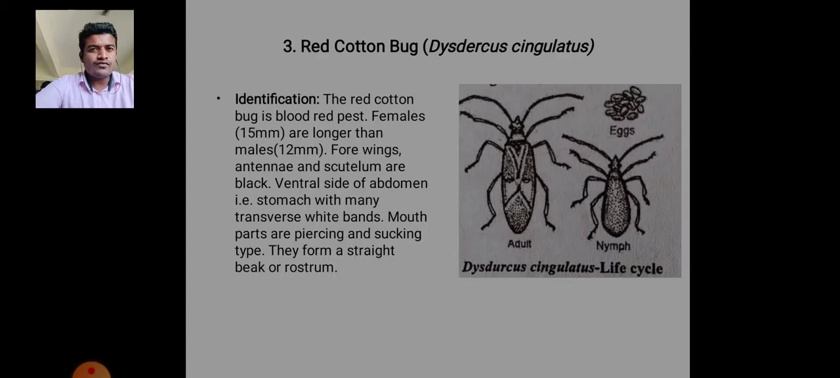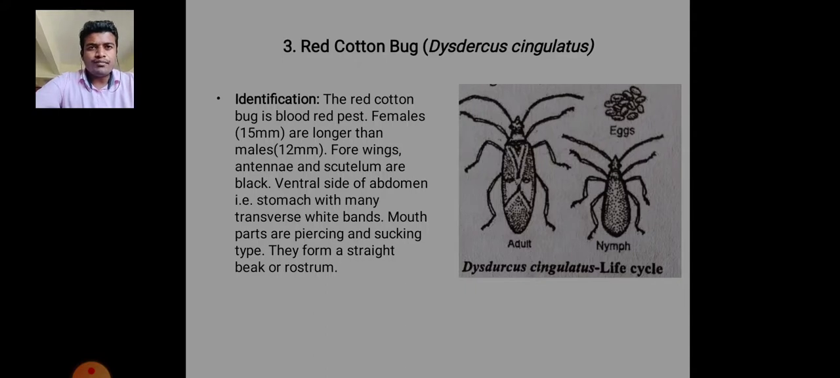Next pest of an economically important crop is the red cotton bug. The scientific name of this red cotton bug is Dysdercus cingulatus. Here on the right side, the life cycle of the red cotton bug is given. As you are seeing at the upper position, the eggs metamorphose into nymphs, and ultimately the adult red cotton bug is ready as a pest for attacking the economically important crops in the farm.